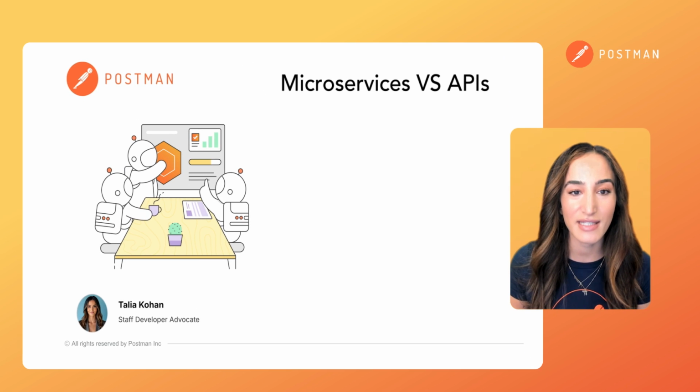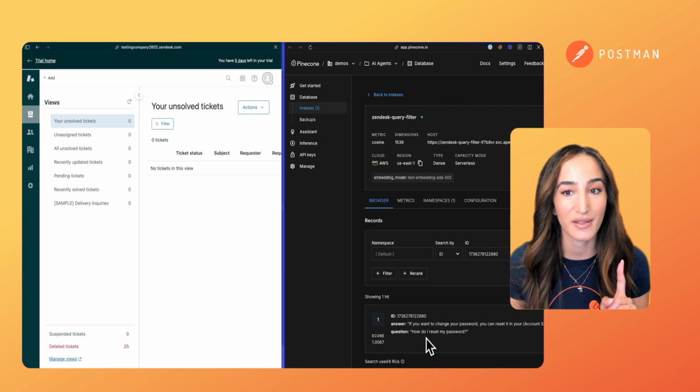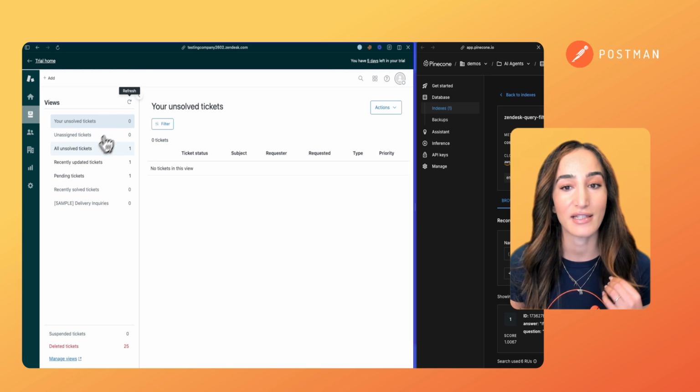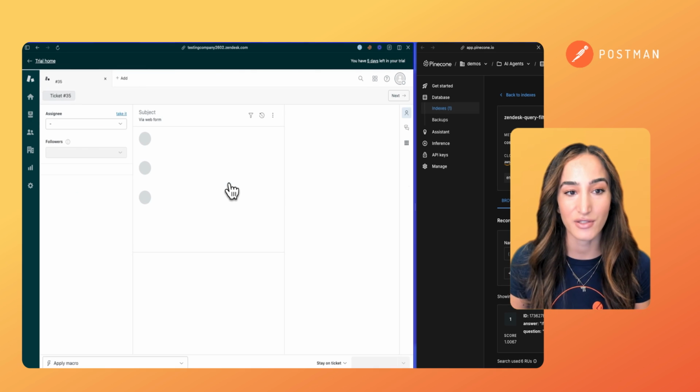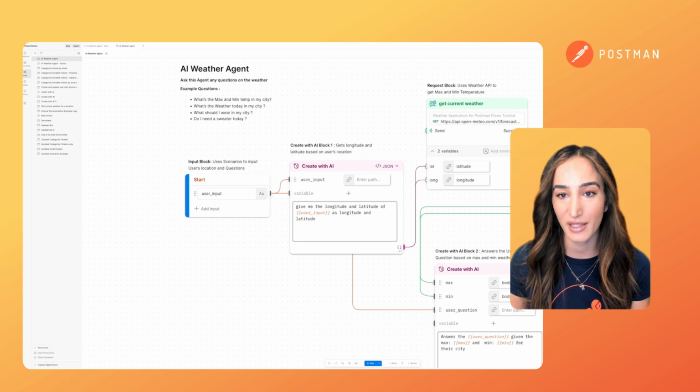A microservice is a self-contained independent service that does one thing really well. Think of it as a small piece of a larger puzzle, like an authentication service or a payment processor that can be built, deployed, and scaled independently of the rest of your application.